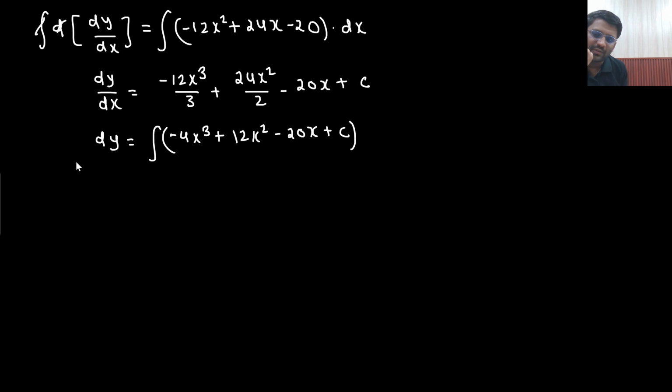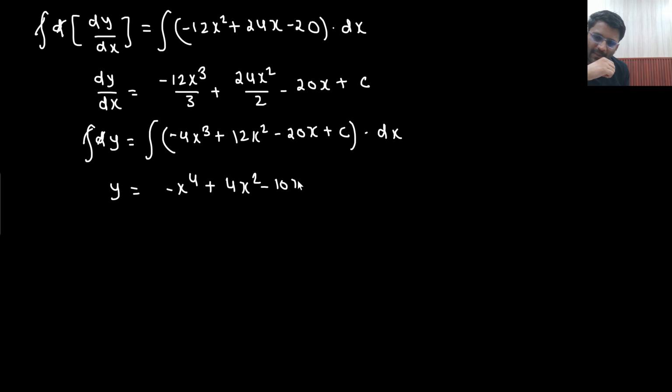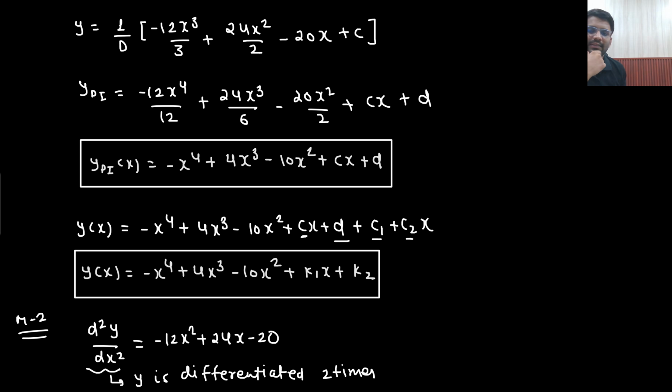So what would have happened? This was your dy by dx. So dx would have come here and on both sides you would have integrated. Basically this was the scenario, that this equals dy by dx. Then dx would have gone here, then on both sides you would have integrated. If you integrate this, this will cancel out, and here you are getting y. And what is the answer you will be getting? Minus x to the power 4, 4x square minus 10x square plus cx plus d. That's it. This is the answer.